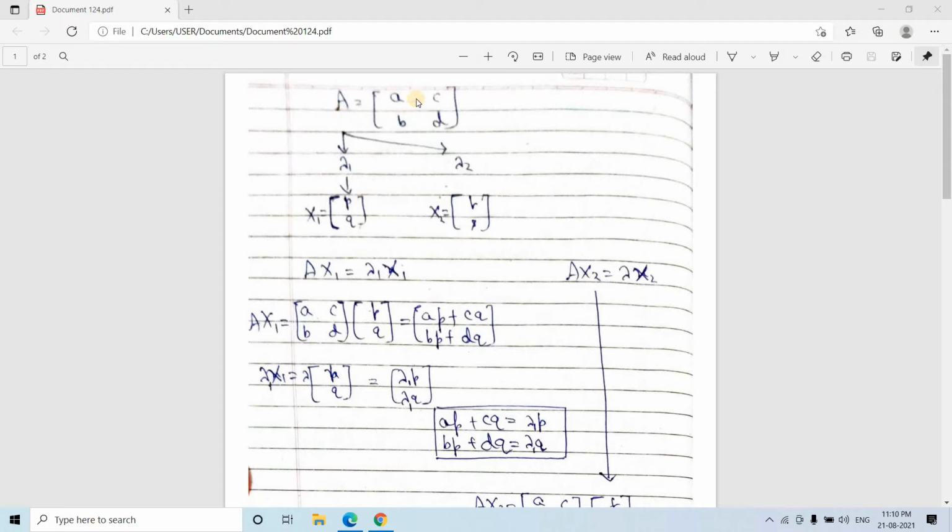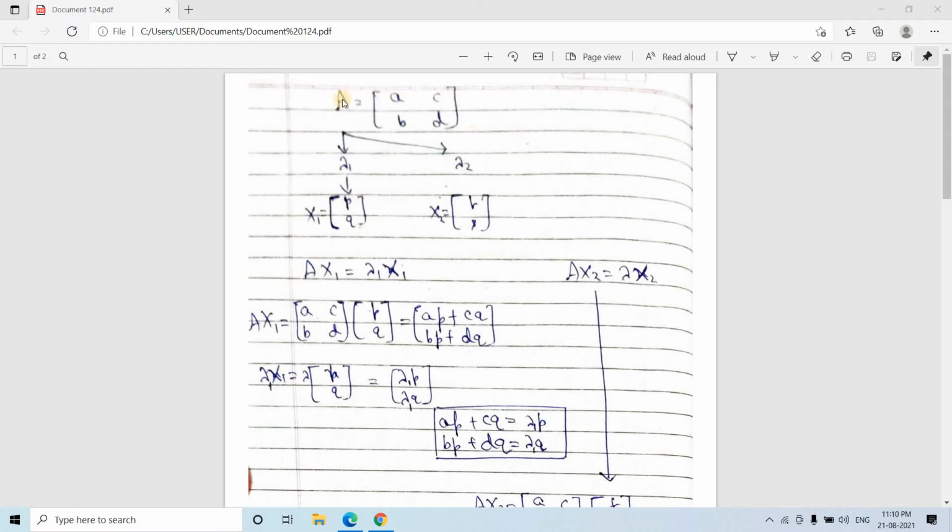So what is that? Suppose we have a square matrix. I am discussing a 2 cross 2 matrix, but the same concept you can map to any n cross n square matrix. This particular matrix we have to convert to diagonal matrix format. Diagonal matrix means only diagonal elements will have some values, and all the rest of the elements will be 0. That's what the problem statement is.